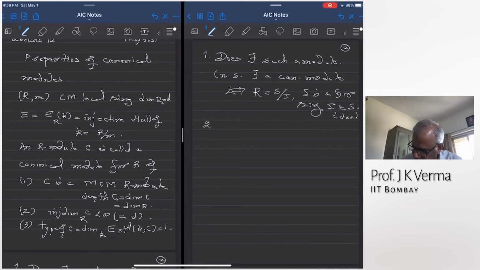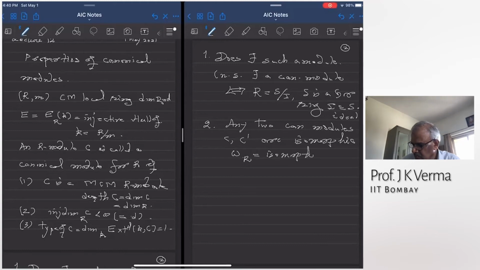The second result that we will prove is that if it exists, then any two canonical modules C and C' are isomorphic. So we can talk about the isomorphism class, and therefore we can use a notation. ω_R will represent the isomorphism class. Up to isomorphism, there is only one canonical module if it exists. So a lot of research which is ongoing is about computing the canonical module, because it reveals a lot of information about the given Cohen-Macaulay local ring.